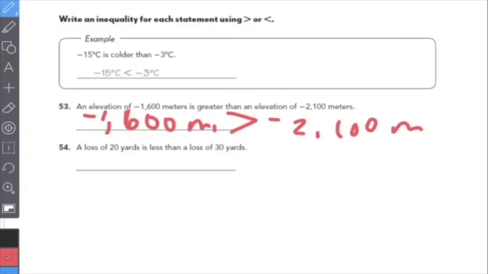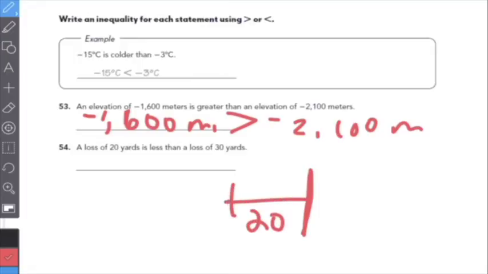Okay, so 54 is a little tricky. It says a loss of 20 yards is less than a loss of 30 yards. This is basically like football. If you have the line of scrimmage right here and you go back 20 yards, that's a loss, like a sack.